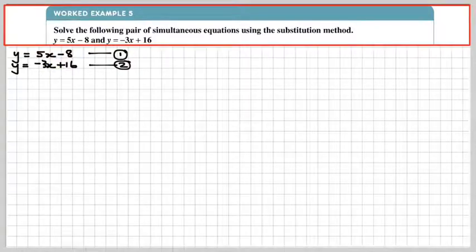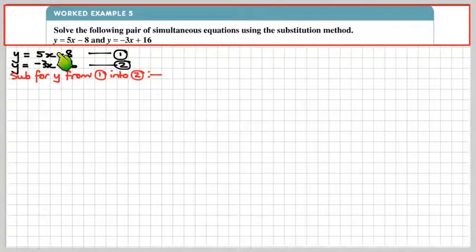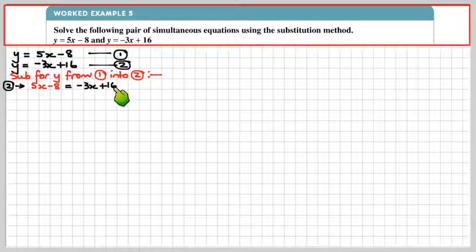Okay, so what I'm going to do is substitute for y in terms of x from this equation into this other equation as follows. Equation 2 will now become, not y, well it is y, but it's in terms of this stuff here from equation 1. So y, which is 5x minus 8, is equal to minus 3x plus 16. And look, this is lovely because this equation now only has x's in it, and we can just crunch through the algebra to solve it for x, right?